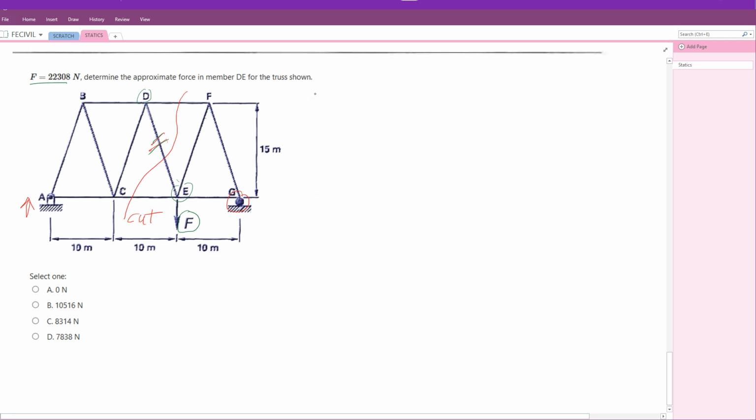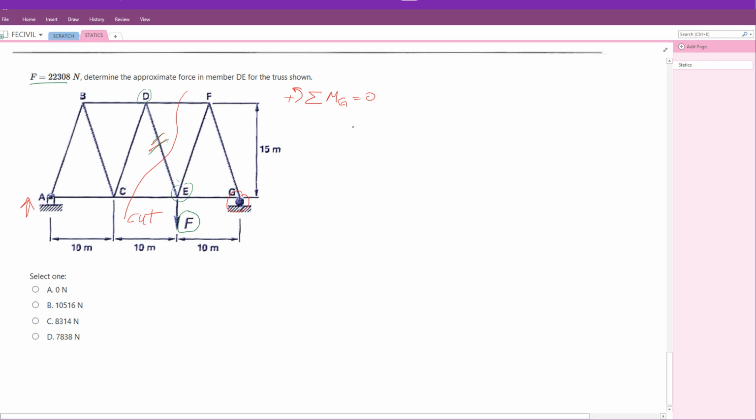First thing I'm gonna do, I'm gonna just sum the moments. I'm gonna use this convention. Counterclockwise are positive, so we're gonna sum the moment at, let's just see, at G. It's gonna equal to 0 because the truss is in equilibrium. That's the assumption we're making.